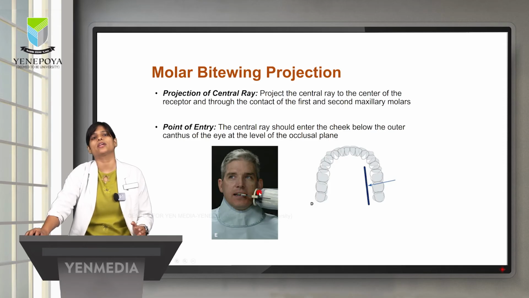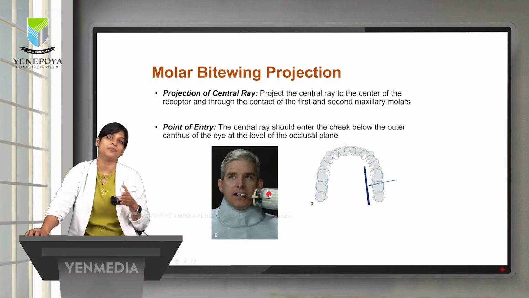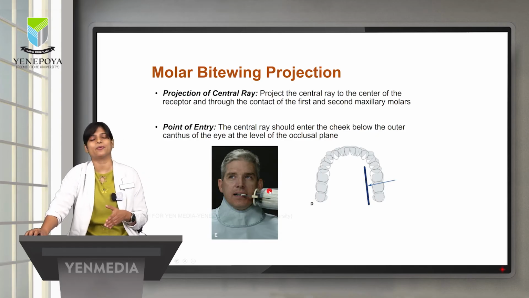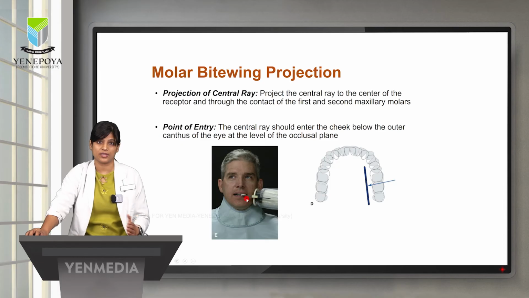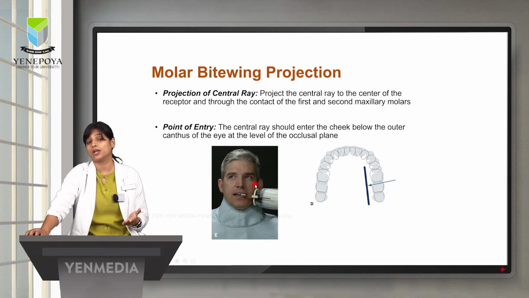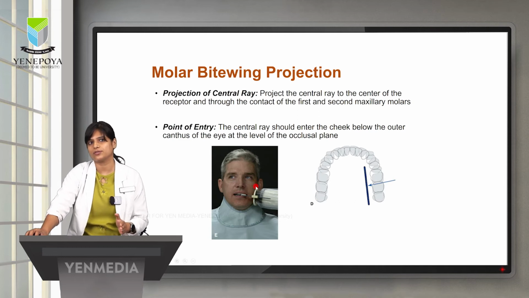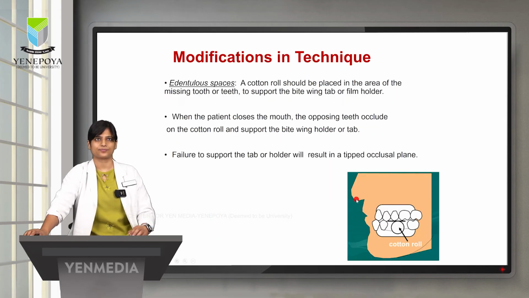So, in this way you can clearly place the PID in alignment with the film, thereby preventing any cone cuts also. Whereas in the premolar, you will be able to retract the cheek and also be able to make sure the PID is in alignment with the film. But in the molar, you are not able to do that. So, this will be the point of entry. When you do this, it should be in such a way that the central X-ray will go between the first and the second molar.